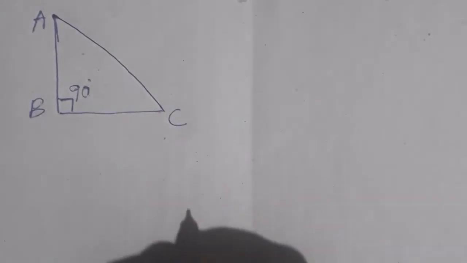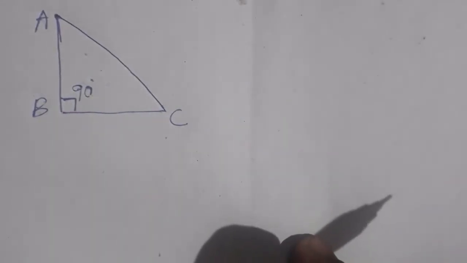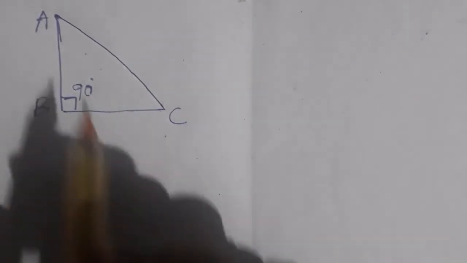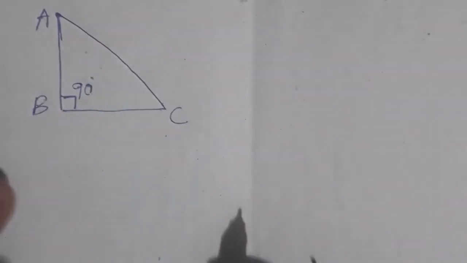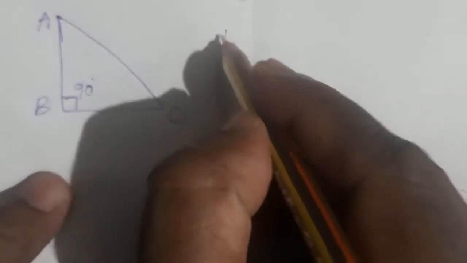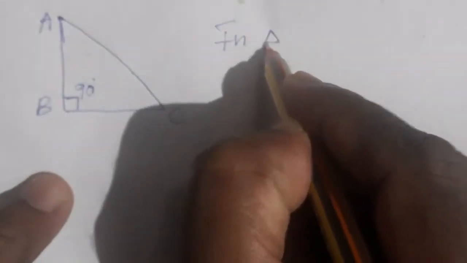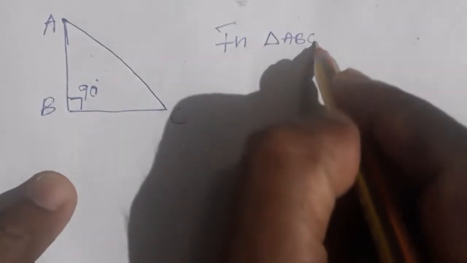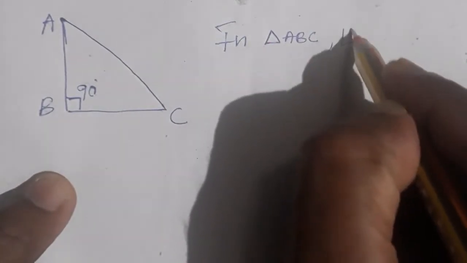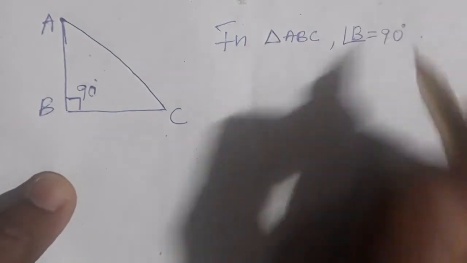To understand the next important concept in trigonometry, we will analyze a right angle triangle. You can see a right angle triangle here. ABC is a right angle triangle. So, in triangle ABC, angle B is equal to 90 degree.